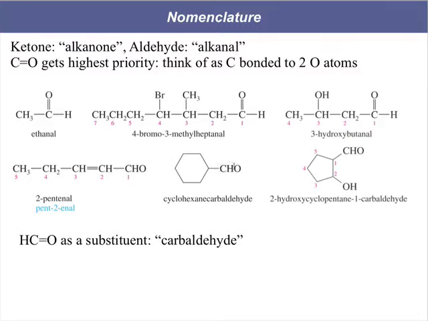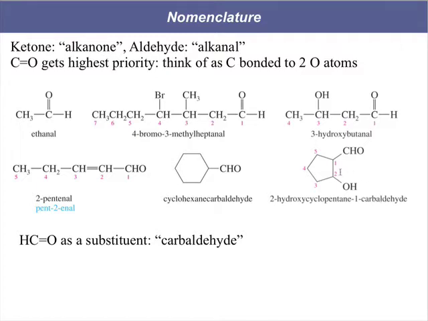Sometimes the aldehyde will be a group coming off of a ring or off of some other main chain. In this context, sometimes it's named as a carbaldehyde, a single carbon aldehyde as a kind of substituent. So this is cyclohexane carbaldehyde or 2-hydroxy cyclopentane 1-carbaldehyde.